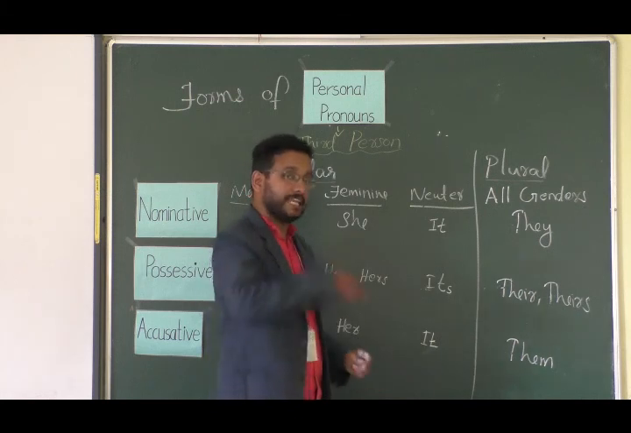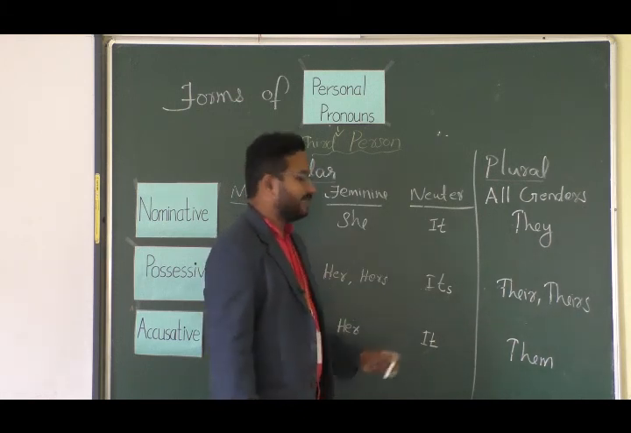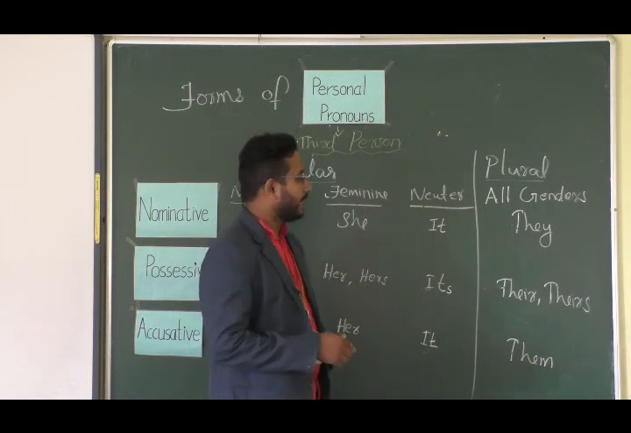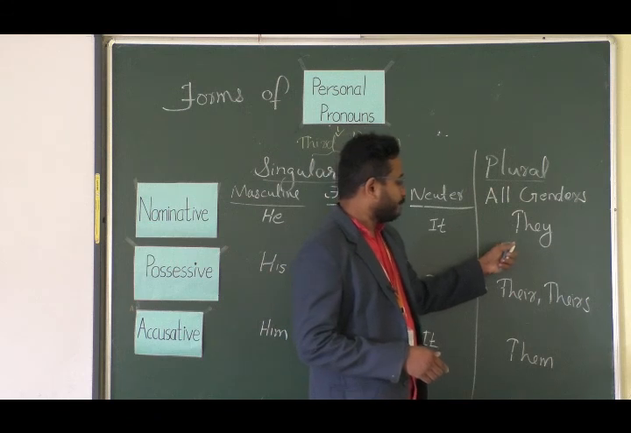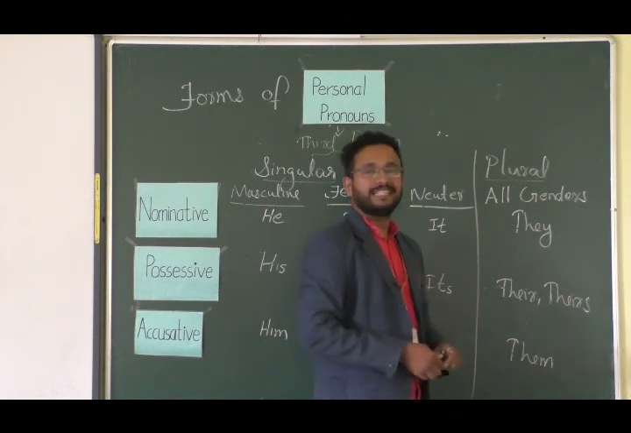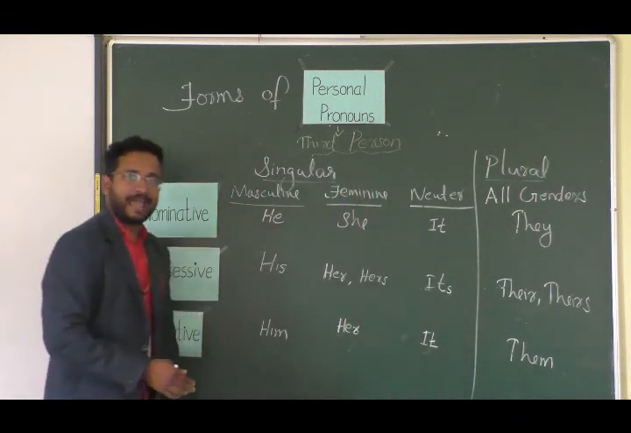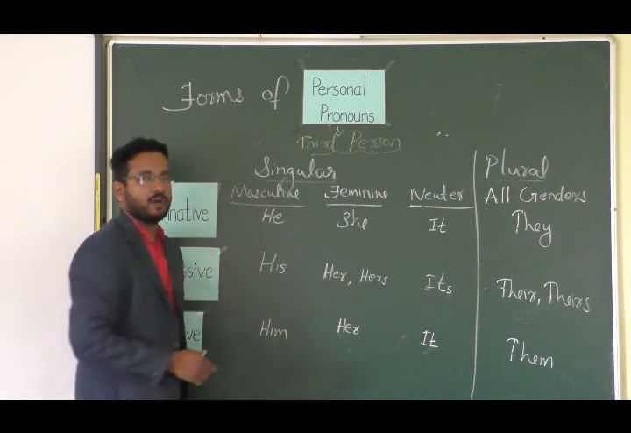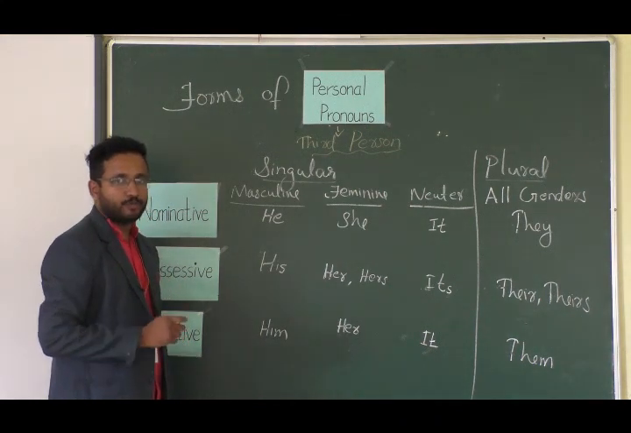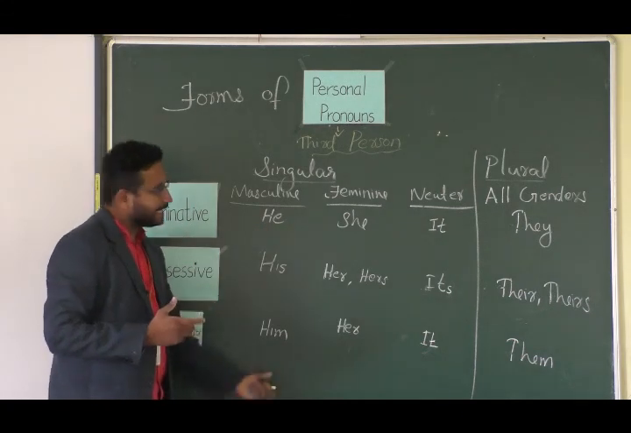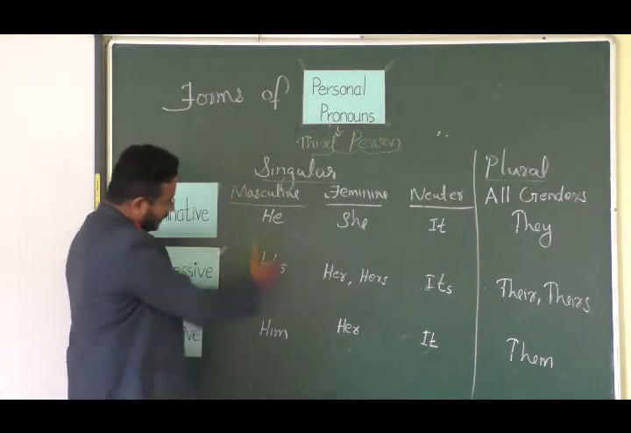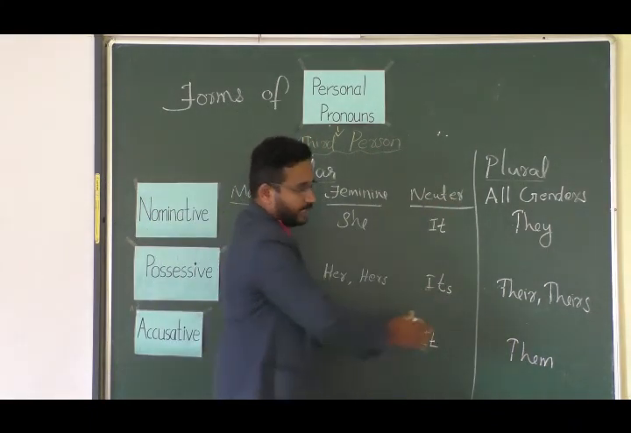It. Same thing as we have seen in the second person: you, you. Now, let's take the plural for all genders. It's they. Possessive, their or theirs. And accusative, it's them. So we have analyzed the table vertically and horizontally. And I believe that you have understood the table very well. For those of you who did not get it completely, please study the table just like this: nominative, possessive, accusative; masculine, feminine, neuter, and all genders.